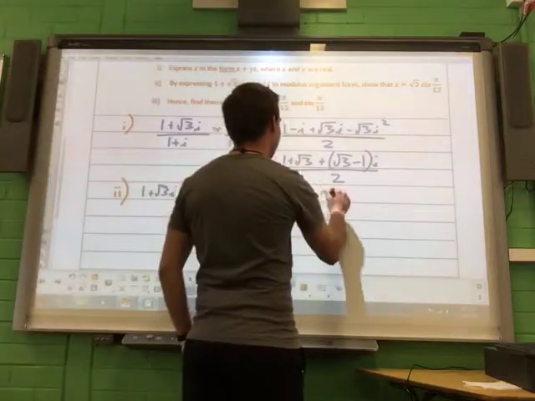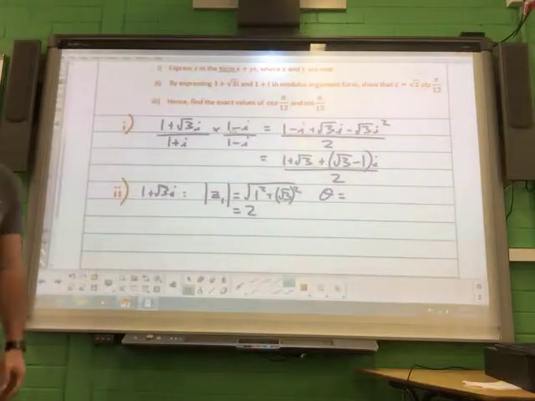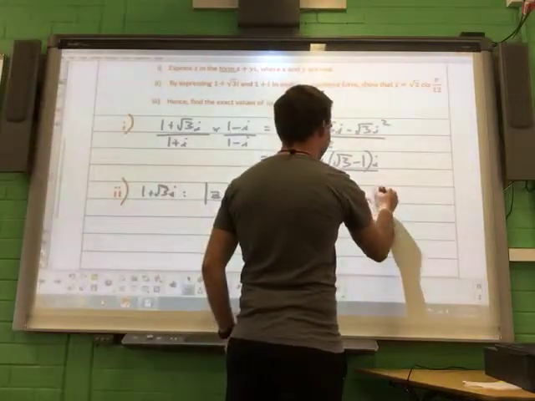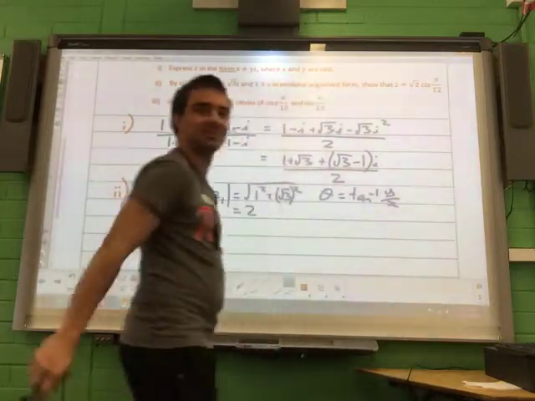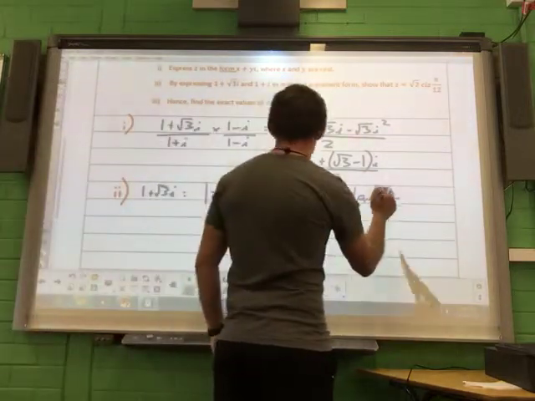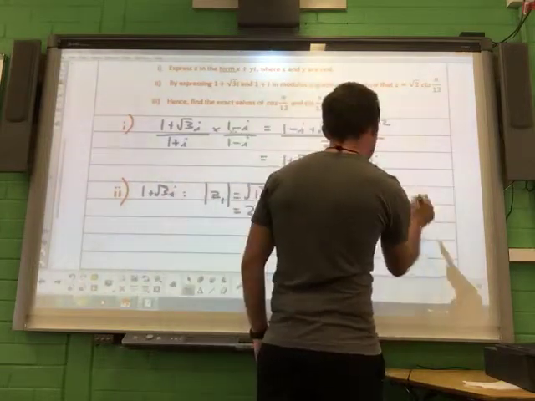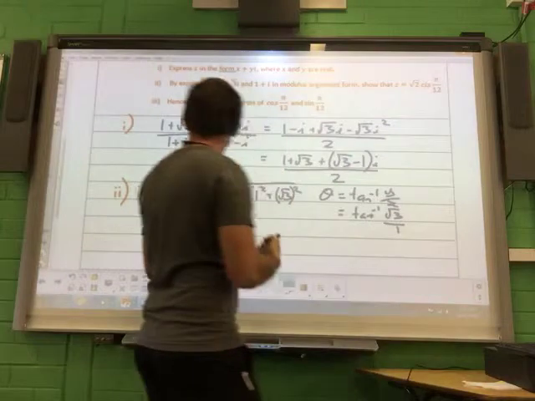Okay, and the argument, how do we calculate it? There's a sine and a cos involved. Are you sure? No. It's tan inverse of the imaginary part over the real part.